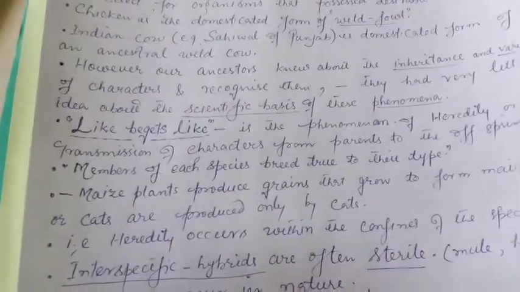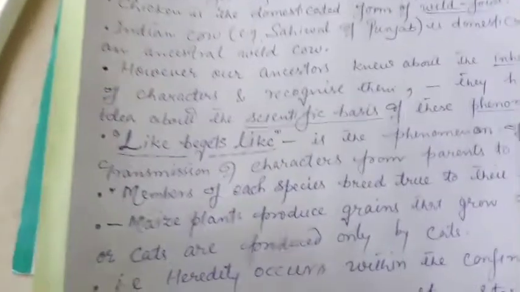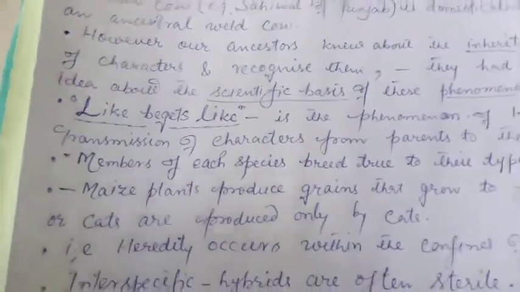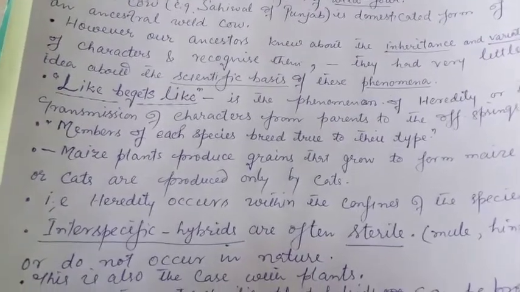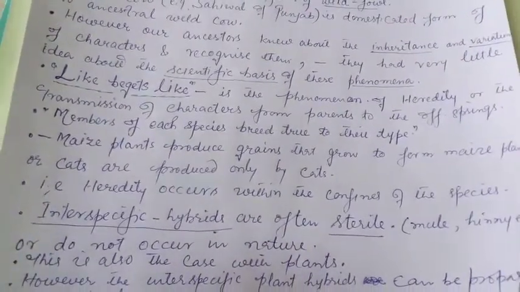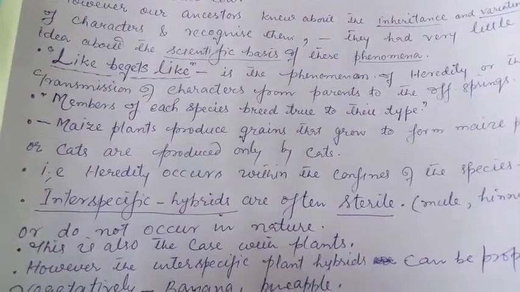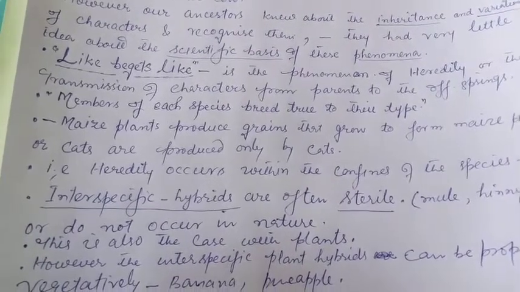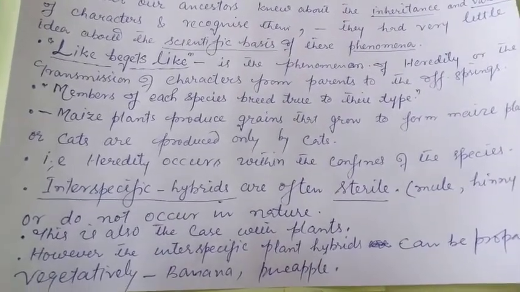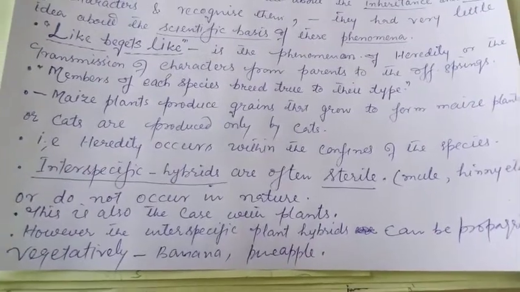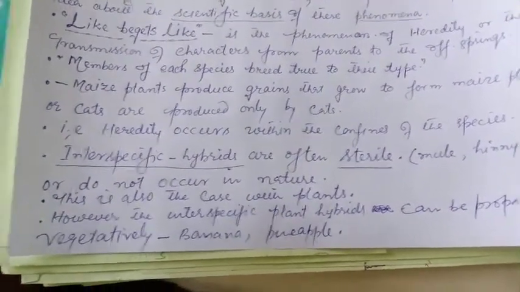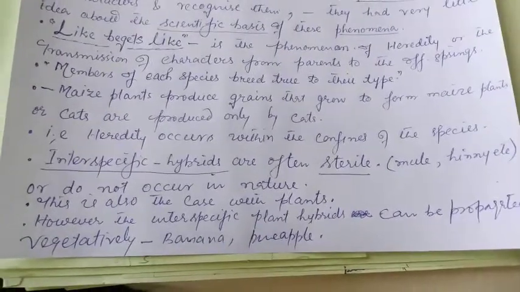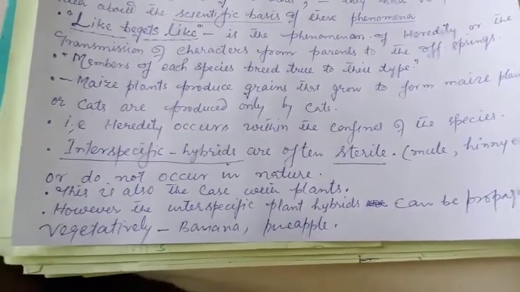And this is a famous quote: like begets like. It is the phenomenon of heredity, or the transmission of characters from parents to offsprings. Members of each species breed true to their type; maize plants produce grains that grow to form maize plants, or cats are produced only by cats. That is, heredity occurs within the confines of the species.